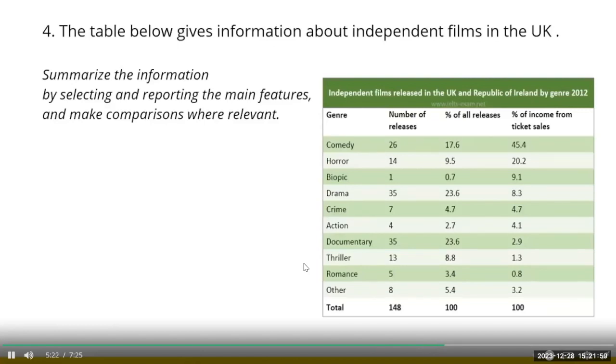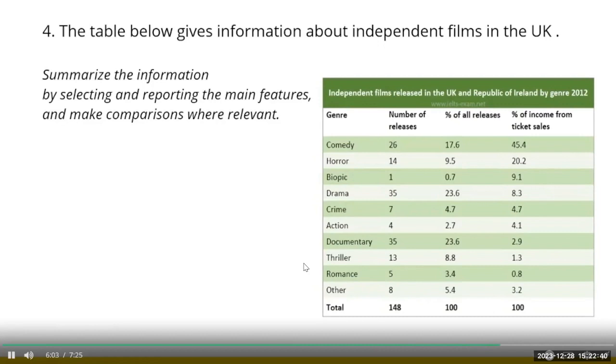And here we have our last graphic, which is a table chart. And you have to do exactly the same things that we discussed earlier, but let's review a little bit about this type of graphic. So we have our topic that states the following. The table below gives information about independent films in the UK. Make sure you read that, and then next go ahead and try to identify the most important details and analyze the graphic. So here we have the title, Independent Films Released in the UK and Republic of Ireland by Genre 2012. So after reading this title, you get a little bit more information, as you see.